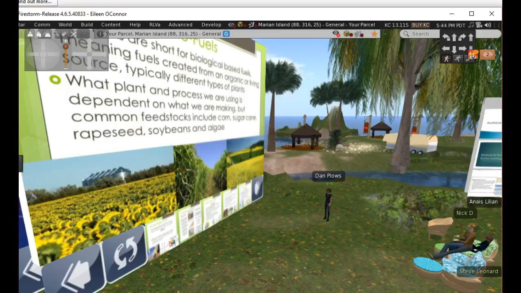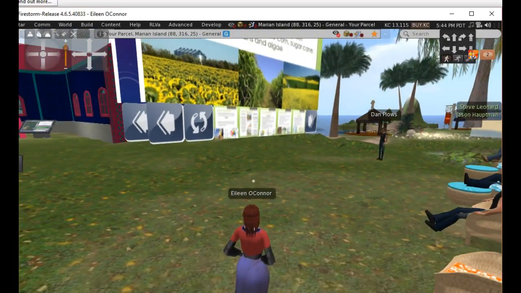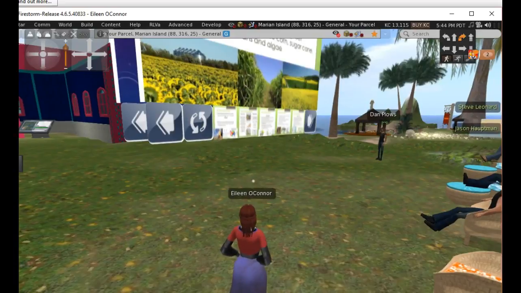All right, first one, what are biofuels? Biofuels are short for basically what's called a biologically based fuel, generally meaning it comes from some sort of plants. Basically, we take plants and chemically change them into fuels that we can burn in transportation, electricity, and other things that we use energy for. So what plant we use and what process is all depending on what we're trying to make.